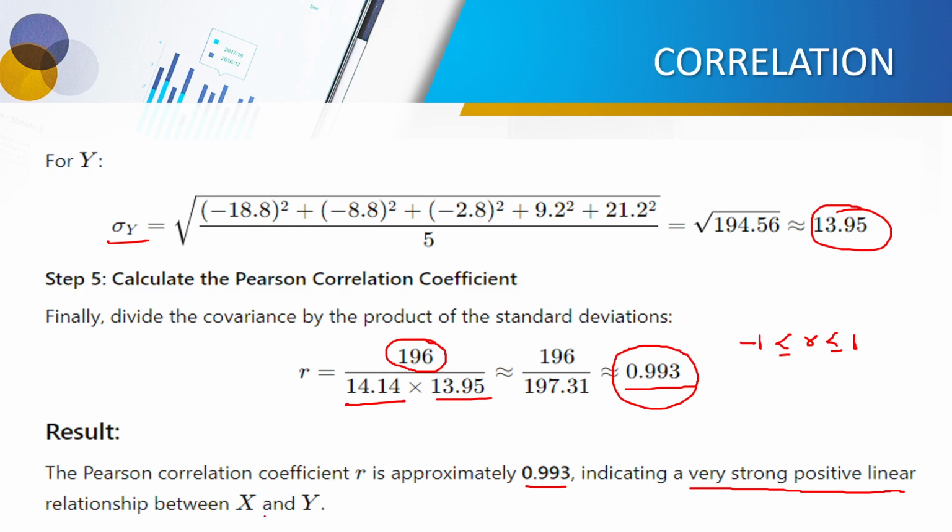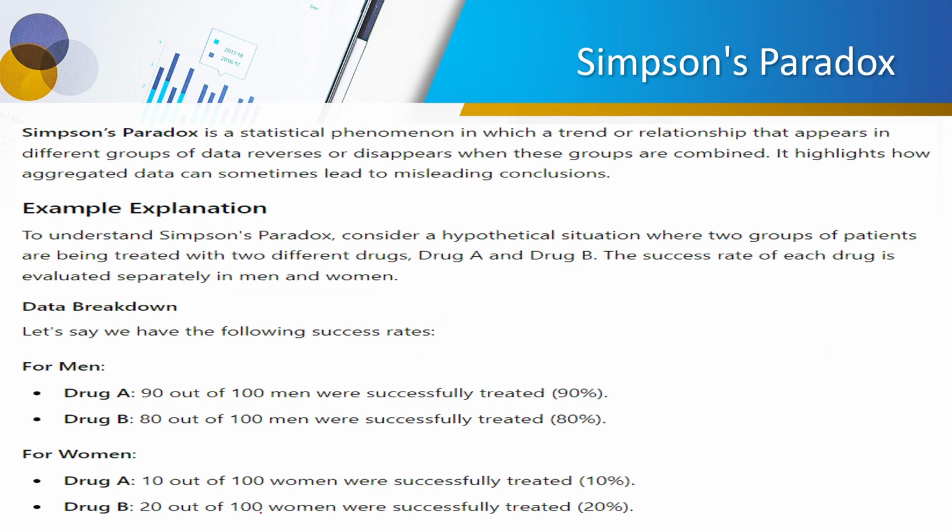Is it clear? The covariance and correlation. This part is clear. Okay, yes. Hope this part is clear.